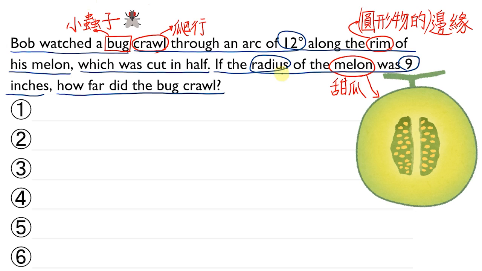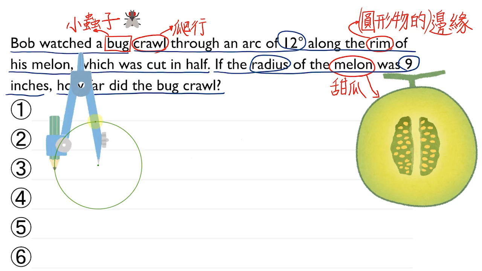Now, because the question used the word radius, the question wants us to assume that this melon is perfectly circular, although there is no melon that's perfectly circular. But for the sake of the question and for the sake of simplicity, let's assume the melon is perfectly circular so that we can get a simple answer for this question. This is a diagram for the perfectly circular melon.